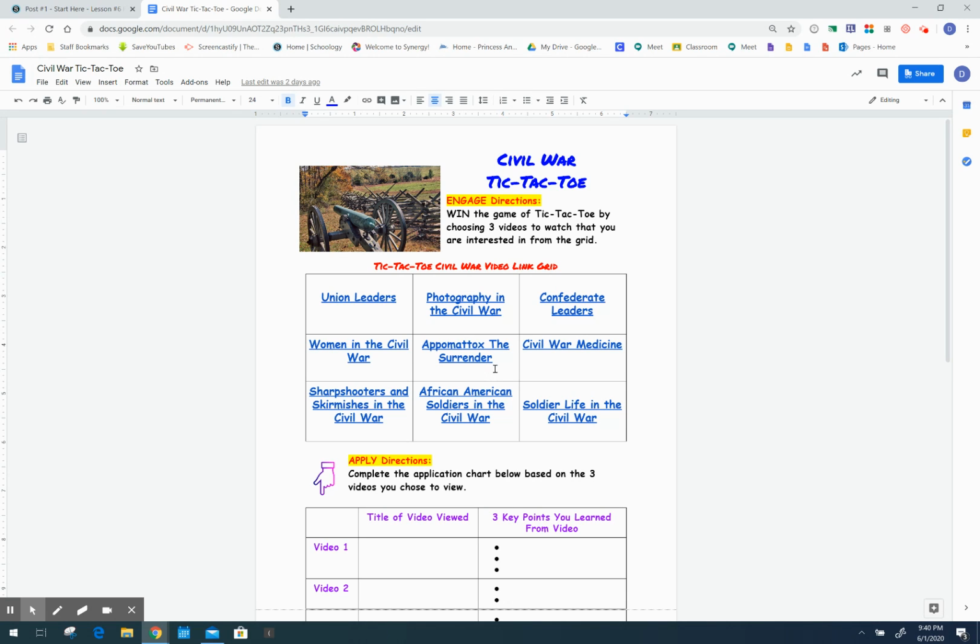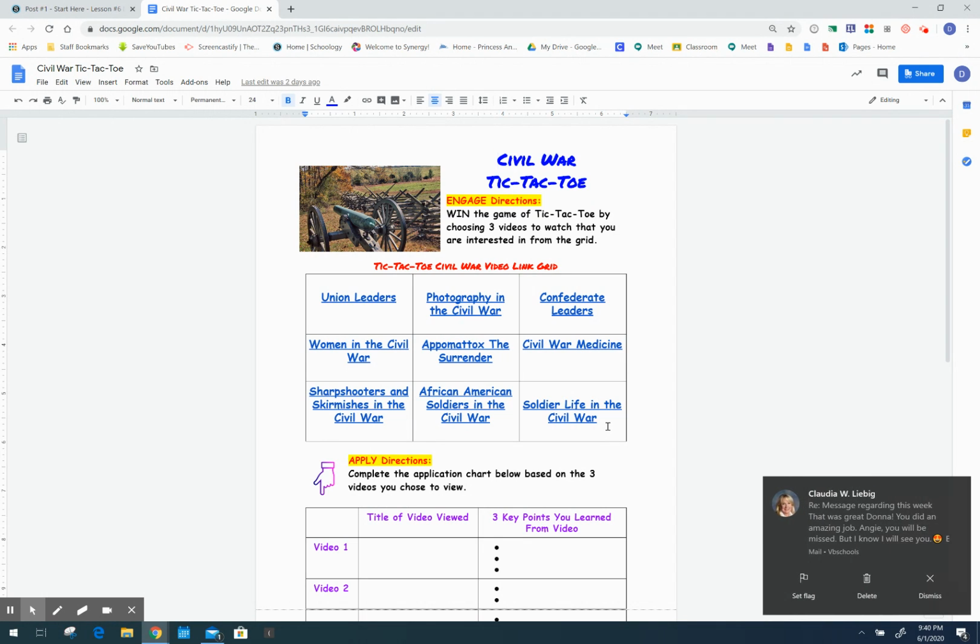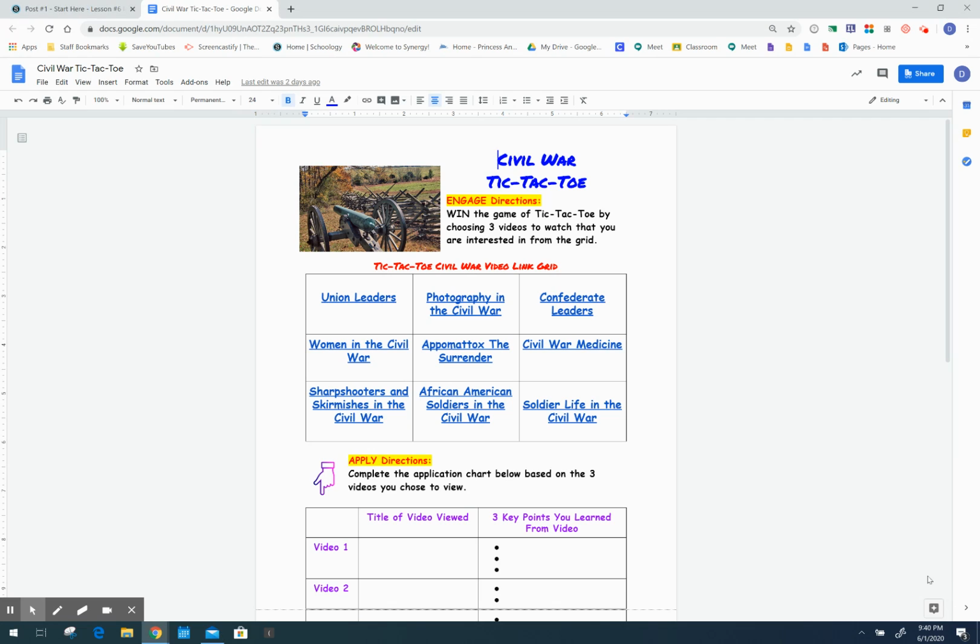Appomattox, the surrender. Basically, that's going to be one that you all have to do because it is in the center. And we felt that that was an important one as the war ended. We want you to understand how that came about. Another interesting one is sharpshooters and skirmishes in the Civil War, the importance of African American soldiers in the Civil War. And then this last one on the corner is just Civil War soldier life in general and what that was all about.